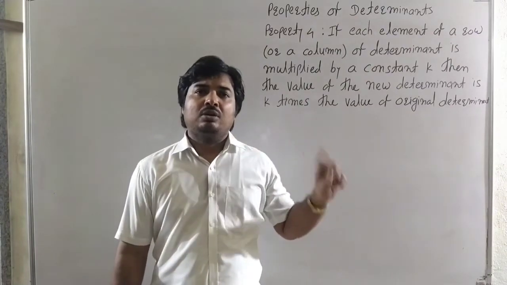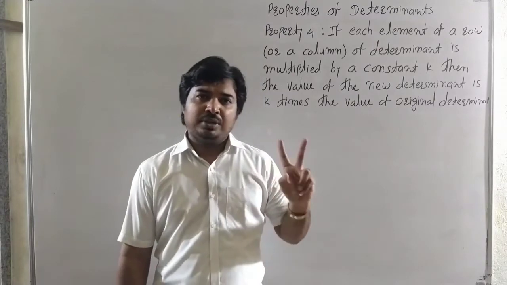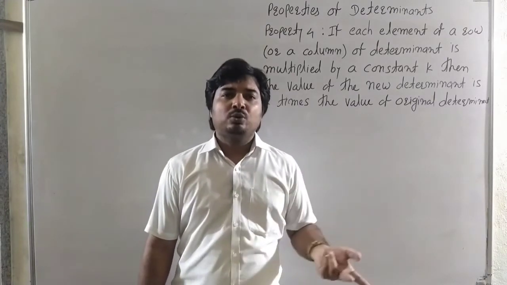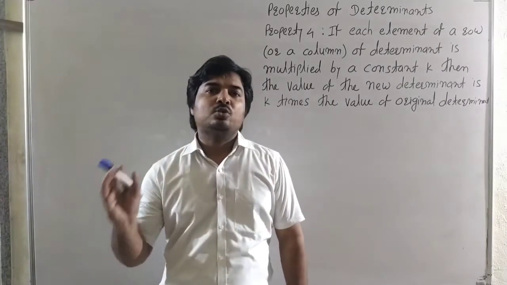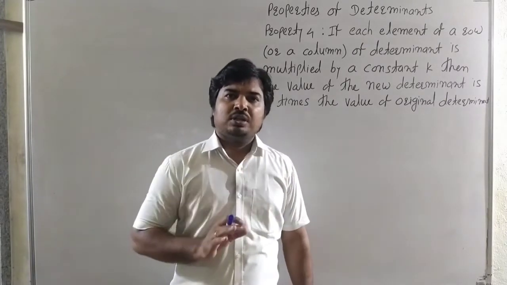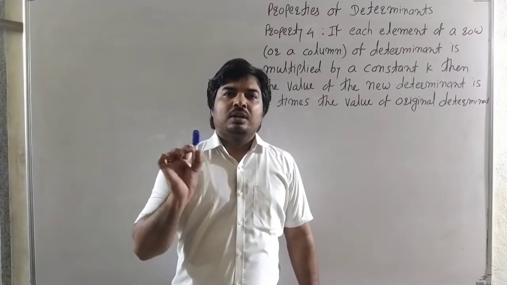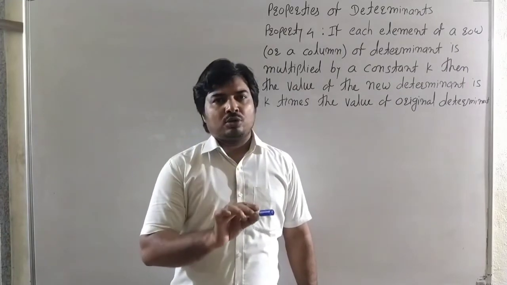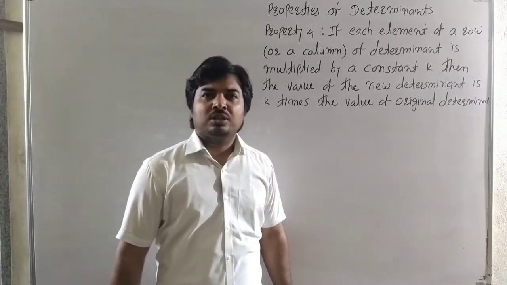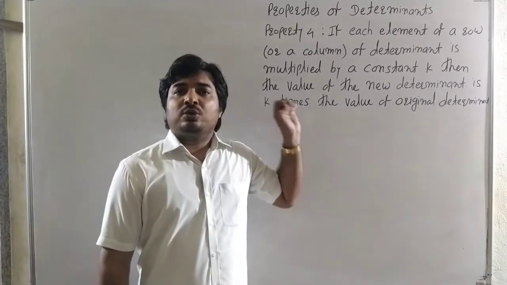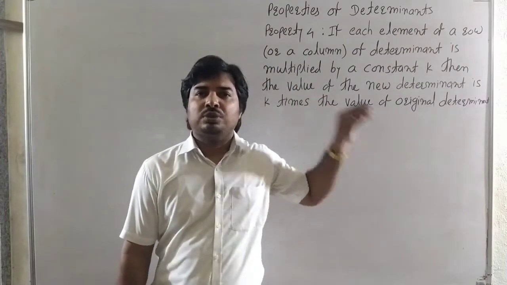The first property: if all rows and all columns are interchanged, then the value of the determinant remains unchanged. The second property: if any two rows or any two columns are interchanged, then the value of the determinant changes only in sign. And the third property: if any two rows or any two columns are the same, then the value of the determinant is 0. That means we can directly write the value of the determinant as 0 without calculation.